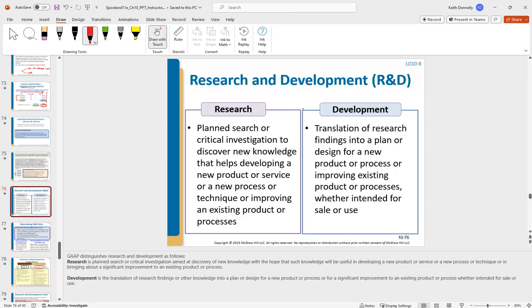Let's talk a little bit about research and development. I'm going to try to draw the fence there in the sense that they are separate things. Even though it's always called R&D, they technically mean different things. Research is the planned search or critical investigation to discover new knowledge, whereas development is translation of research findings into a plan or design for a new product or process. So, two separate things, even though we always call it R&D. Remember, there is the 'and' there, the ampersand, suggesting they're two different things.